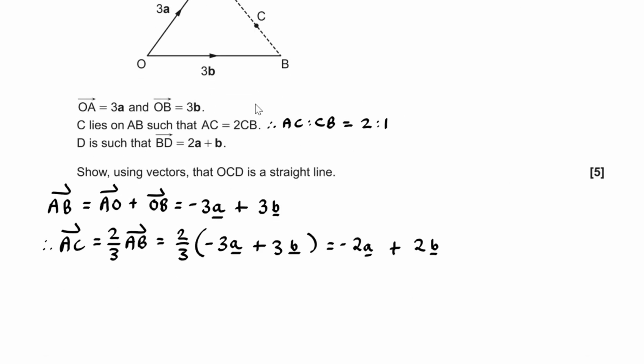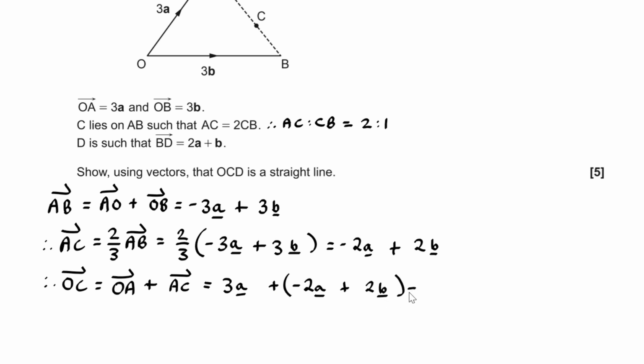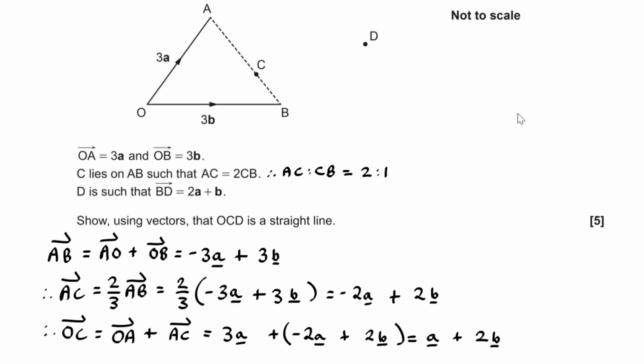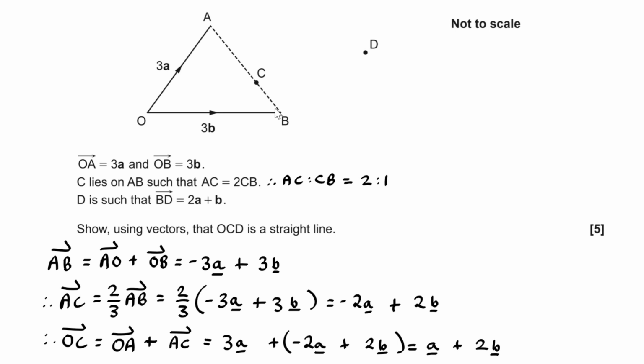And now if we find out what OC is, OC starting at O, finishing at C, that's equal to OA plus AC. So we've got OA equaling 3A, and then we add on minus 2A plus 2B, and this is equal to A plus 2B. So that's what OC is. And now we can find out what OD is.